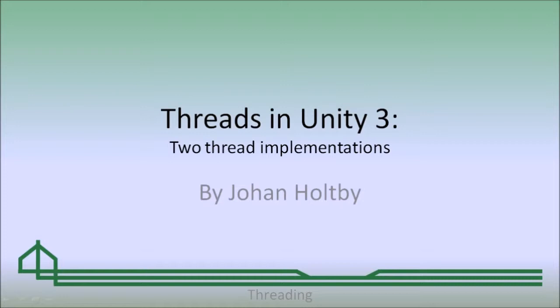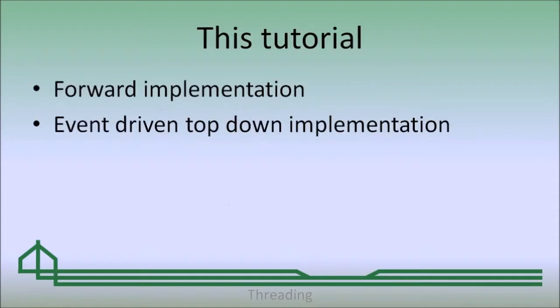The tutorial series is mainly about threading in general, even though it has its base in my tool just to simplify examples. So this tutorial will be on forward implementation and event-driven top-down implementation. These are two approaches to how to use threads and how to divide your work or your code in different ways, and I will discuss the pros and cons of these two implementations. This is my own name, so I don't know if you can find them on the internet, but the thought about them is a general thought, and I have got it from here and there, picking things up.